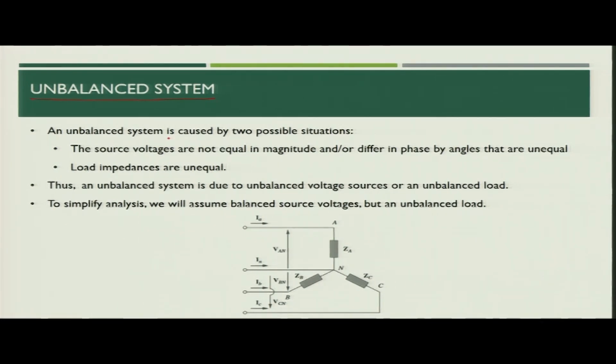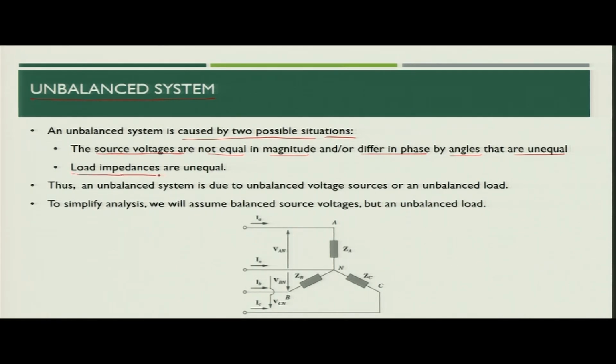An unbalanced system is caused by two possible situations. One is that the source voltages are not equal in magnitude and/or differ in phase by angles that are unequal. That means, for a balanced system we generally know that the phases are equally distant with respect to each other, that is 120 degrees apart. But in case of an unbalanced system, the phases will not be exactly 120 degrees apart, there would be some phase difference. So, in that case we will say that the system is unbalanced.